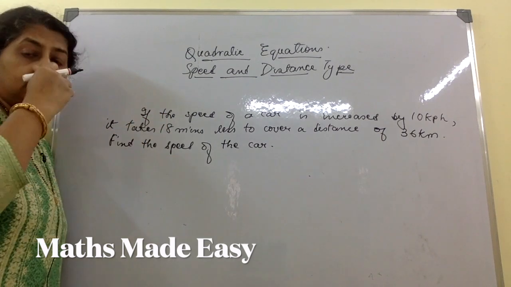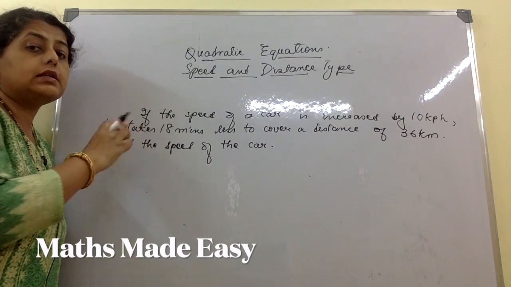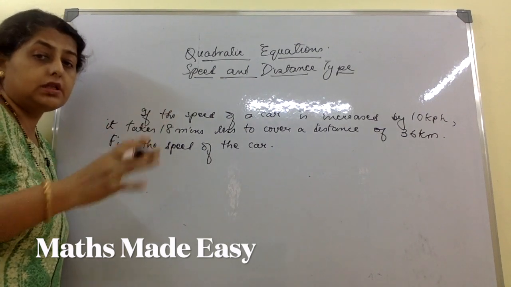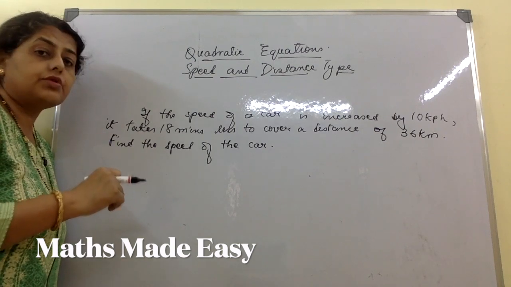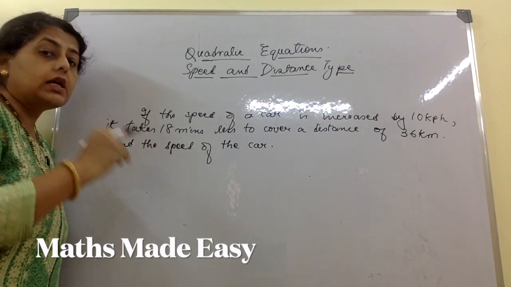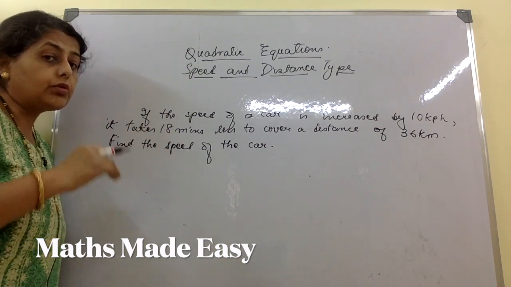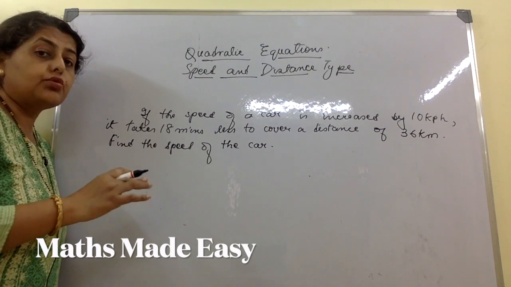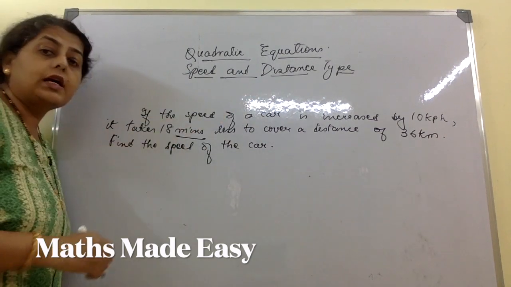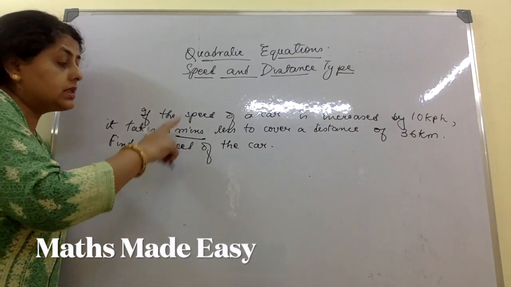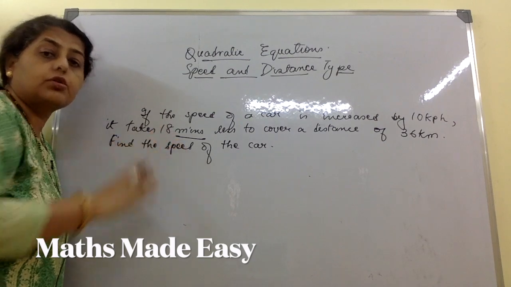Now here the speed of the car is increased by 10, then it takes 18 minutes less to cover a distance. We have to first understand this question, and another thing we have to take a very close look at is the units. We have minutes here and kilometers per hour there, so minutes and hours are not matching. So we have to consciously work on this.